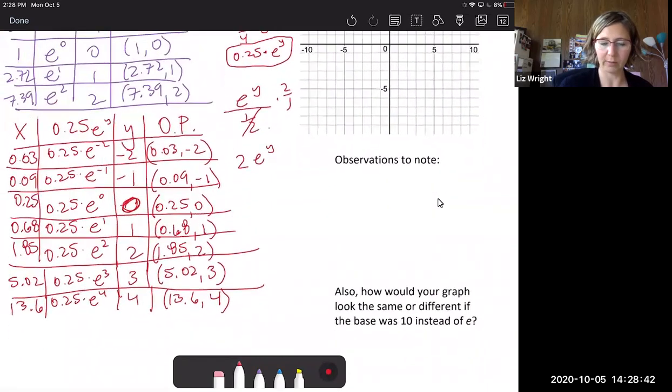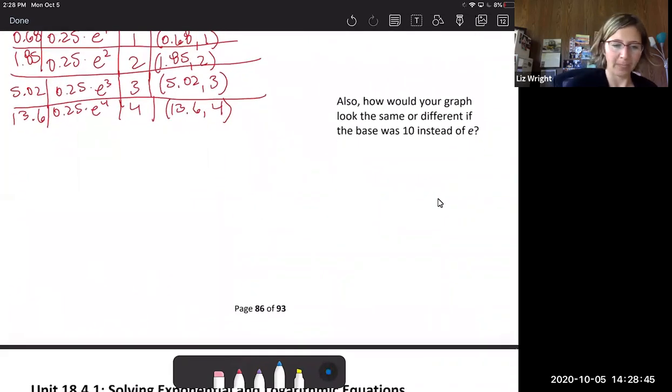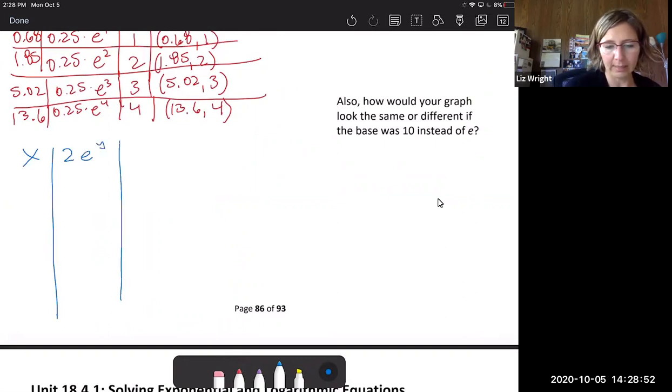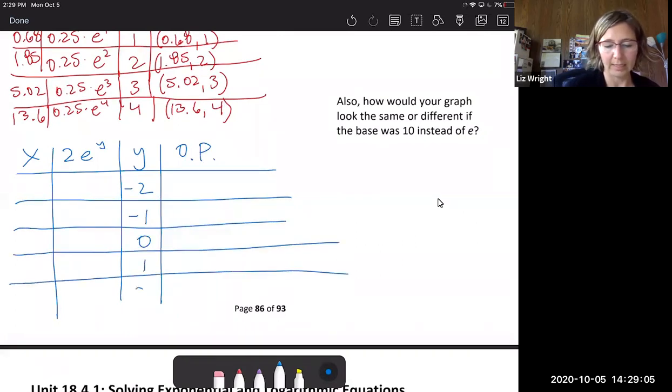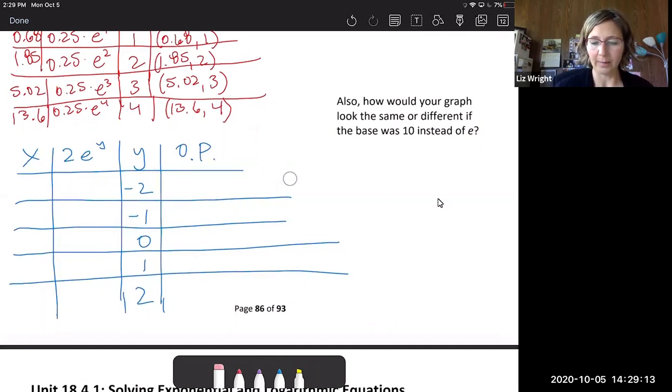So what's the color I haven't used? Blue. Here we come, blue. X, I'm going to fill in my function. This time my function is 2e to the y, and it's going to be my y and then my ordered pair. We're going to have negative 2, negative 1, 0, 1, and 2. If I am you, you should pause the video right here. Pause it, see if you can fill in your table without any help, and then check your answers at the end and see how you do on this one.